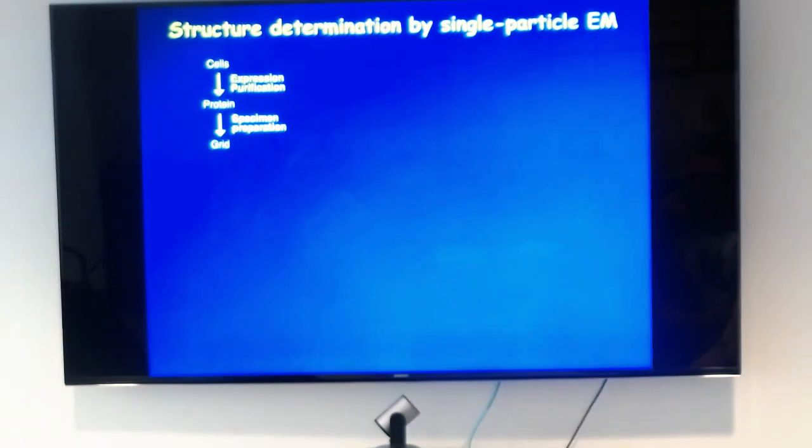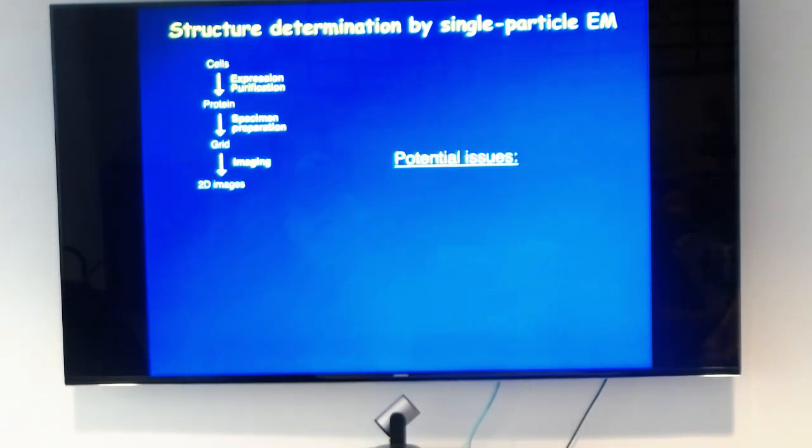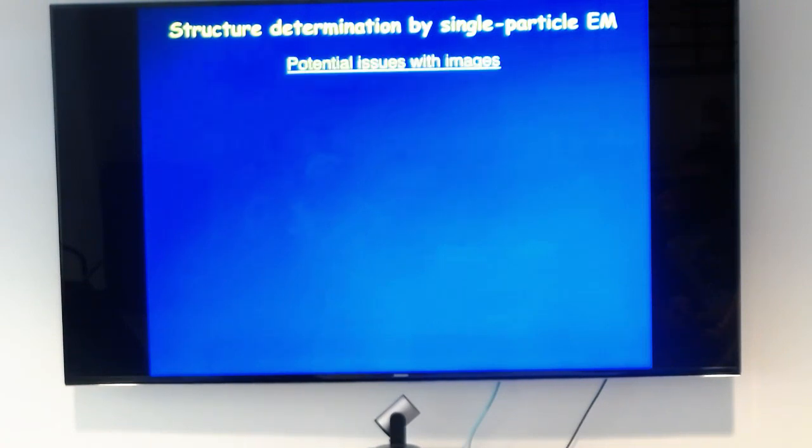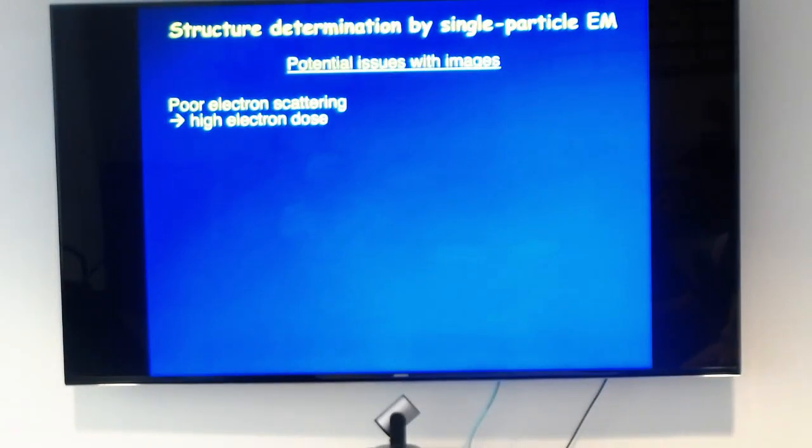All right, so then you have your grid, you do the imaging. And so again, in olden times, there was an issue. The potential issue is that you had low contrast, and you had to really be worried about beam damage. When you vitrify a specimen, all the contrast that you get comes from scattering of electrons on the specimen. The bigger the atom is in the specimen, the more scattering you get. The scattering is roughly proportional to the atomic number of the atoms in the sample.